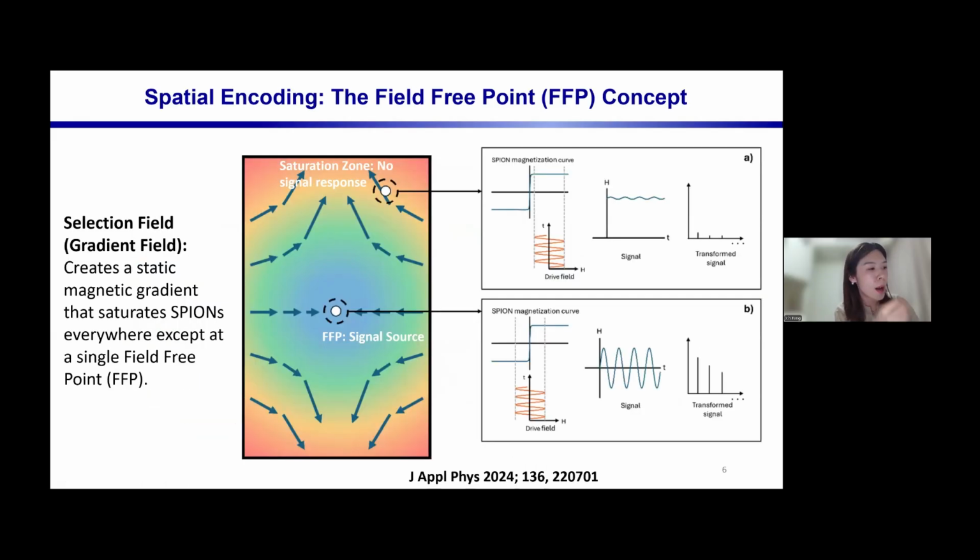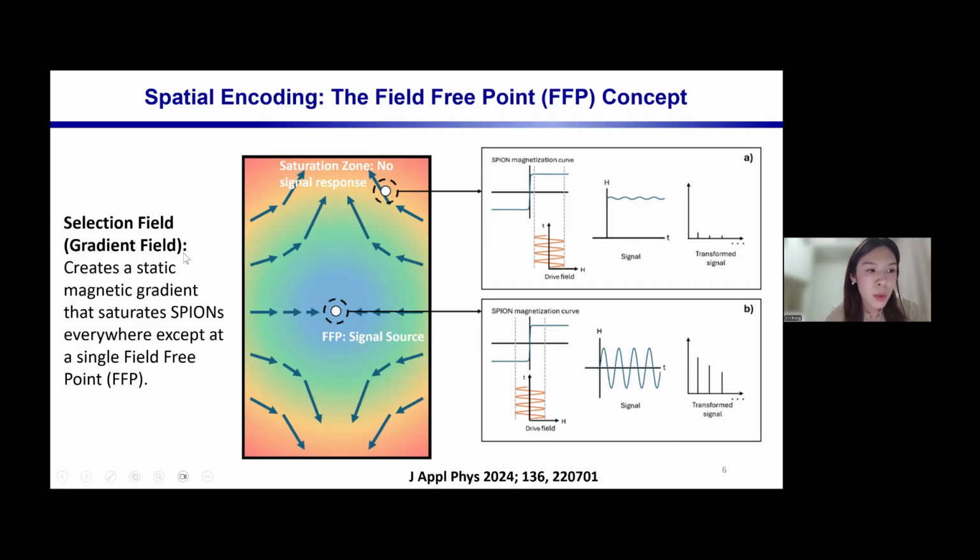Okay, so we know that having the signal is a good start, but it's not enough to create an image. We need to know exactly where the signal is coming from. So how do we achieve spatial location in MPI? And this secret lies in what we call a selection field, or gradient field.